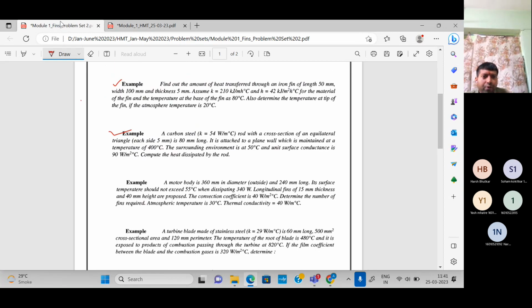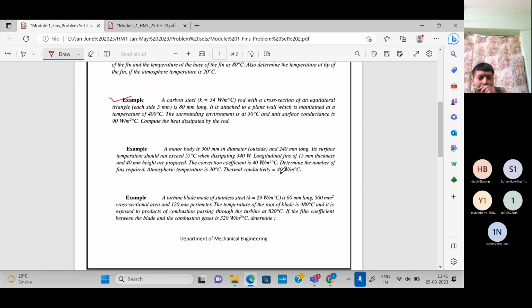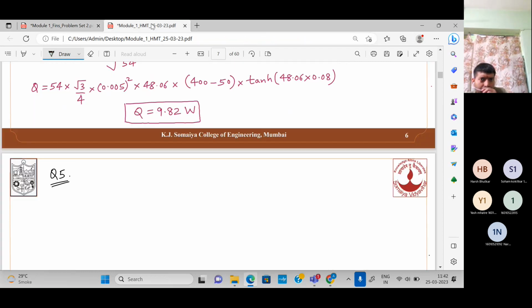Okay, so problem 5. The motor body is 360 mm in diameter outside and 240 mm long. Its surface temperature should not exceed 55 degrees Celsius when dissipating 340 watt. So longitudinal fins of 15 mm thickness and 40 mm height are proposed. The convection coefficient is 40 watt per meter square degree Celsius. We have to determine the number of fins required. The atmospheric temperature is 30 degrees Celsius and the thermal conductivity is 40 watt per meter degree Celsius. So let's solve this problem.